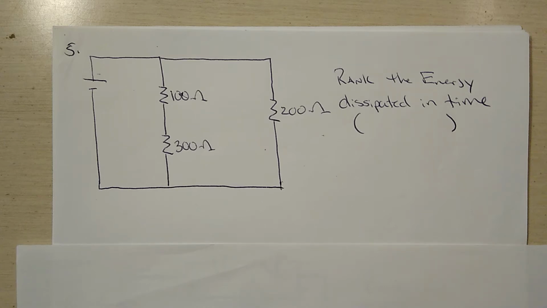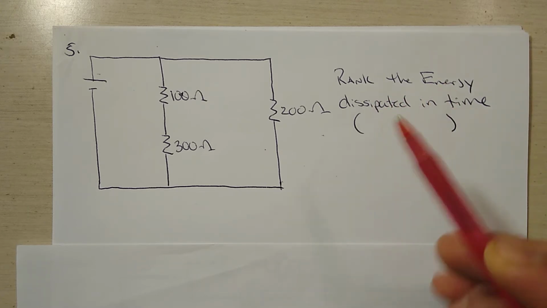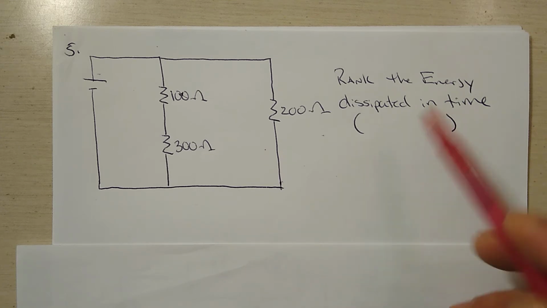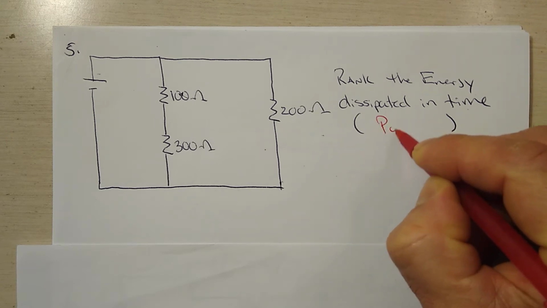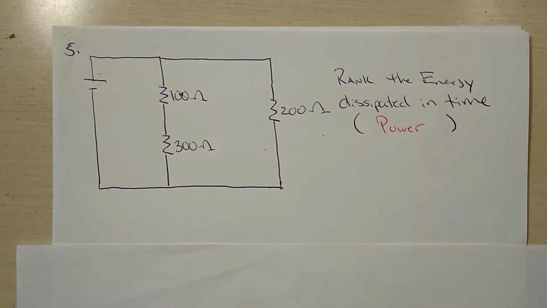All right, number 5 and number 6 and number 7 all concern themselves with power, right? So number 5 says rank the energy dissipated by each resistor over a certain amount of time, and that energy consumption per time, well, of course, that is power, right? So let's discuss what's going on here.